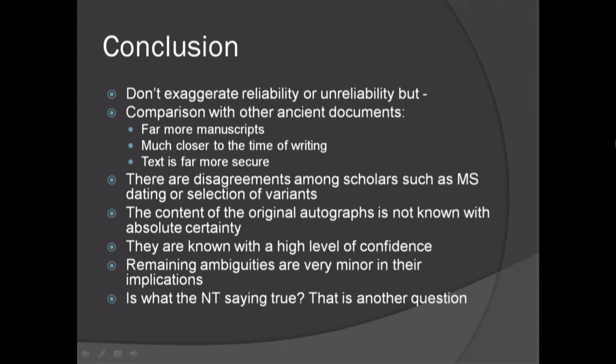There are disagreements among scholars, such as manuscript dating and the selection of variants. The content of the original autographs is not known with absolute certainty, but they are known with a high level of confidence. It's not absolutely certain, but it's jolly close. There do remain some ambiguities, but they're very minor in their implications.